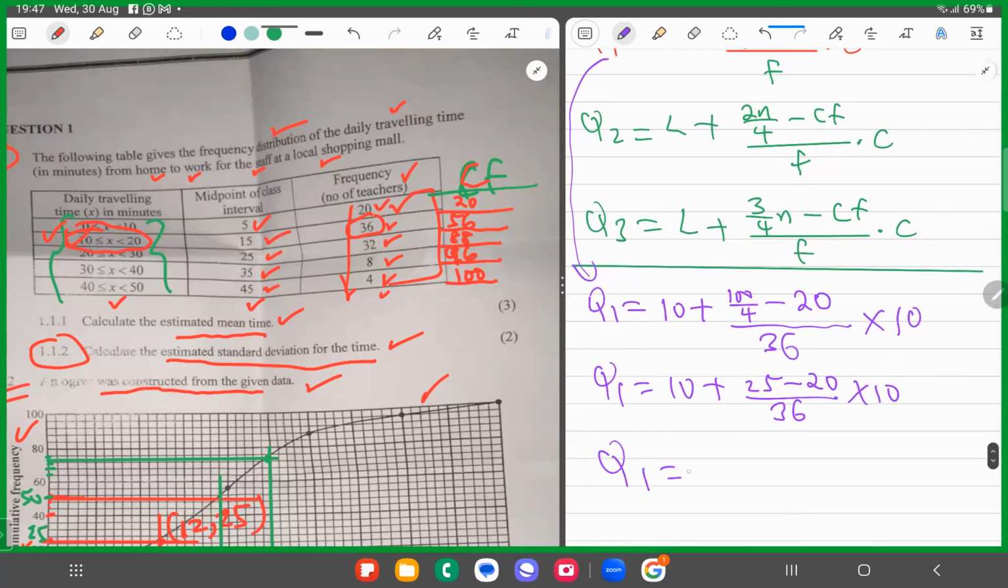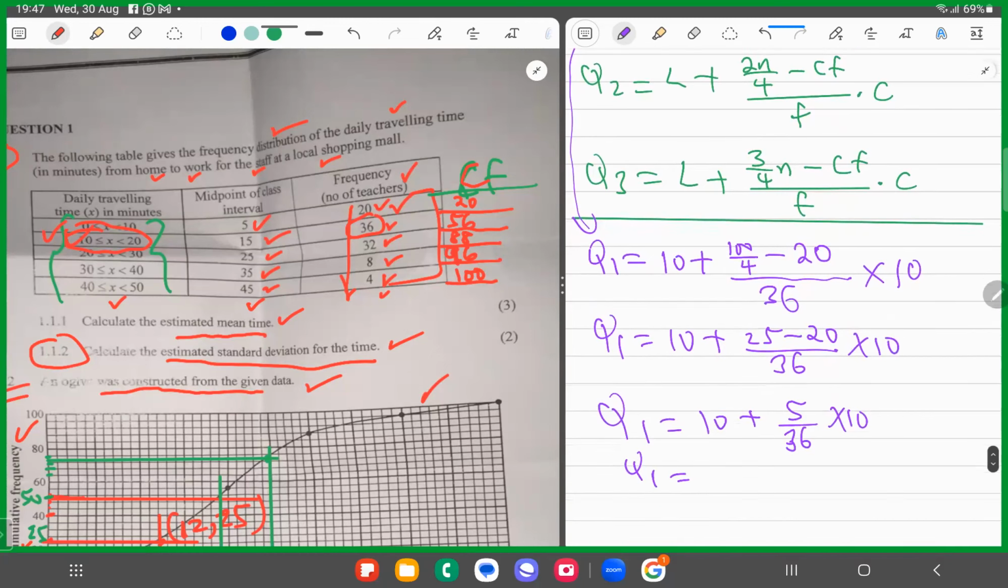Q1 is equal to 10 plus 5 over 36 times 10. It is 10 plus 1.3889. Q1 is 11.3889. Okay, you see, we got 12 for Q1.